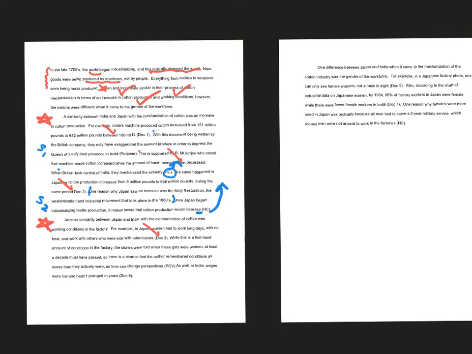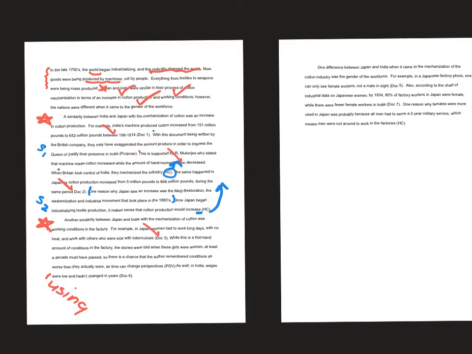Then I look for evidence in the next document. So down here is the next document. As well, in India, wages were low and hadn't changed in years. Well, that is absolutely true, but this evidence doesn't show bad working conditions. It just shows low wages. So in order for this evidence to count, it somehow had to show bad working conditions. And because this evidence doesn't show bad working conditions, it doesn't really support the thesis. So while I can give this document credit for using it, I can't give it credit for supporting the thesis.